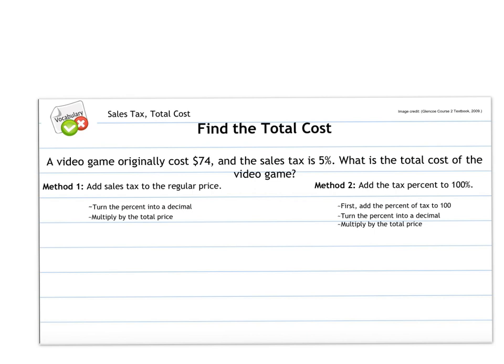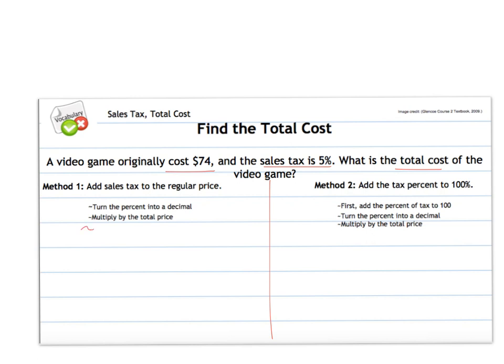So think about if you're going to the store and you're buying a video game that originally cost $74, and then there's sales tax of 5%. We're wondering what the total cost that you'll pay for that video game will be after sales tax. One method is that you add the sales tax to the regular price.